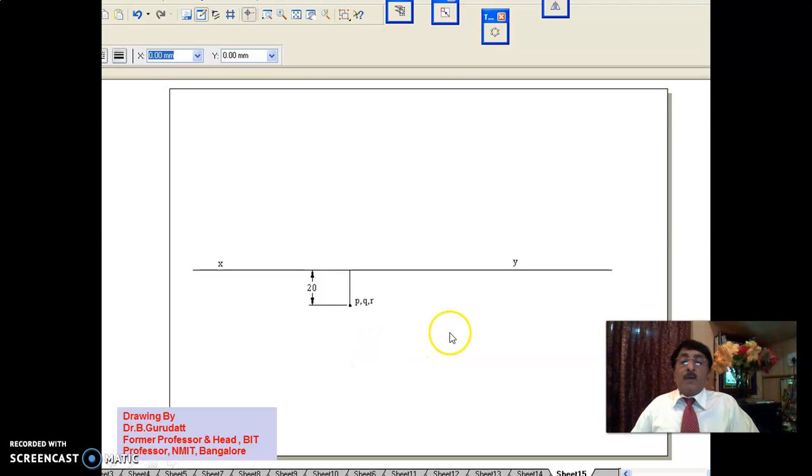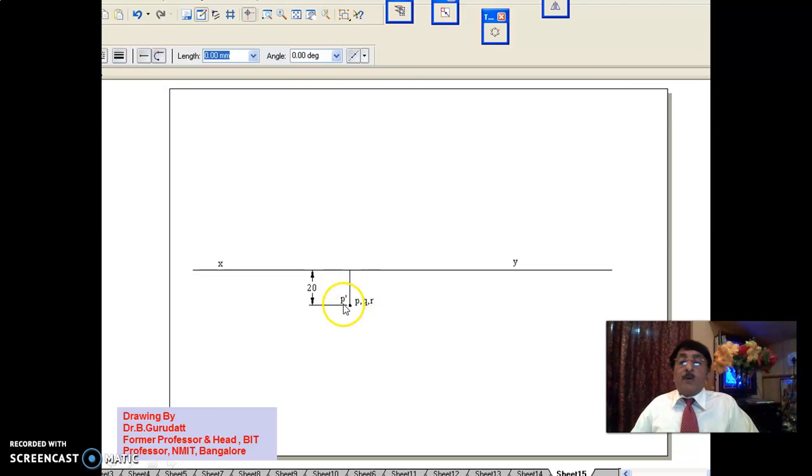Now you see here. Now P dash, where is P dash? It is in the fourth quadrant. It is 20 mm below the XY line, because it is P dash. P is in the fourth quadrant. And I hope you know the distances in front of VP for P and Q are all the same. That is 20 mm only.